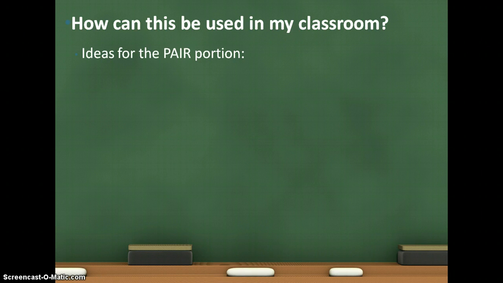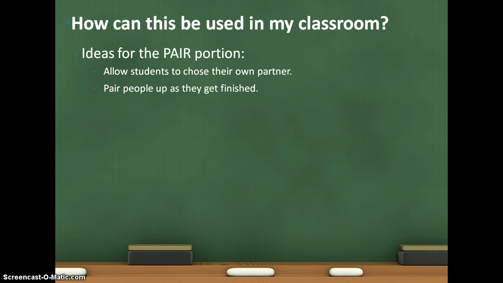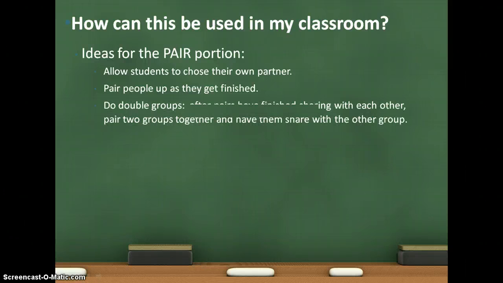What about the pair portion? It seems simple, pair two people up. Well, you can allow them to choose their own partner, or you can pair people up as they get finished. This can be really convenient because then you don't have students just waiting and waiting and waiting for the last person in class to get done. As students get finished, pair them up as they go.